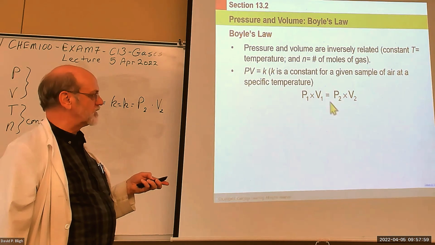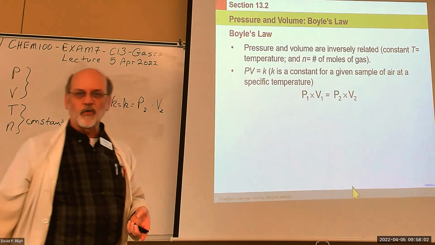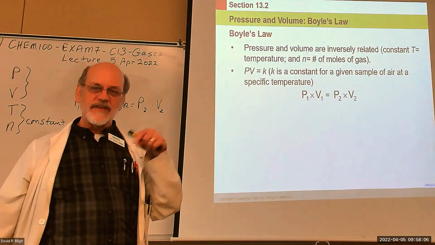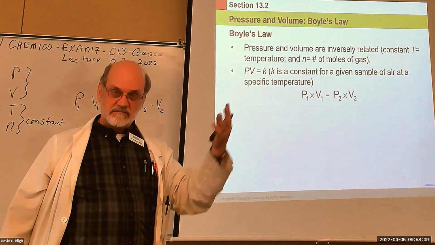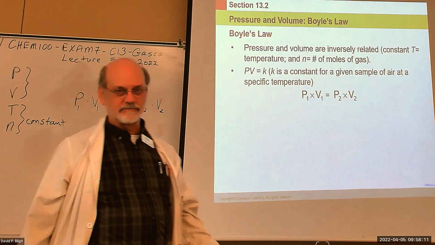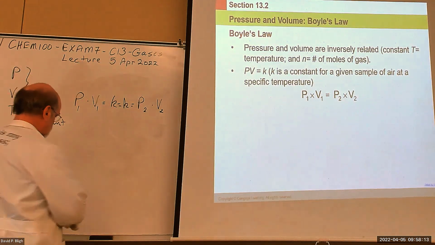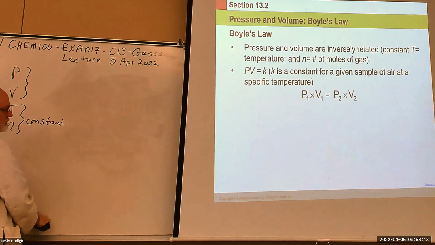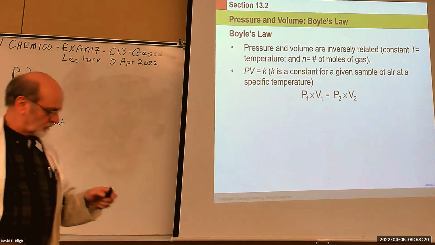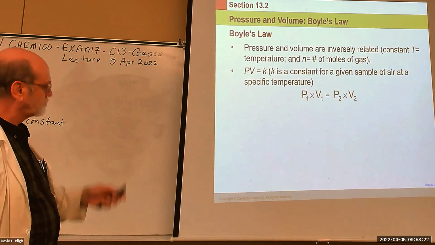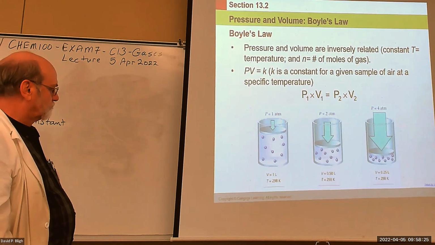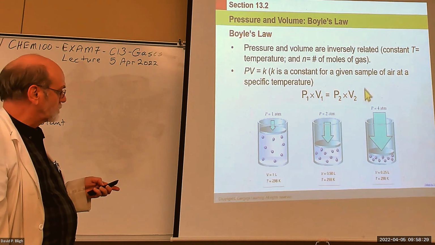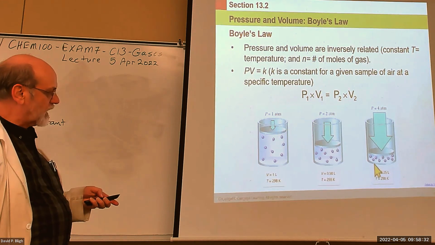P1V1 equals P2V2. Sometimes I call that before and after. If you know the before conditions and all but one of the after conditions, then you can solve for the other after condition. So that's another form of Boyle's Law. All right. This is just an illustration. If you increase the pressure, you decrease the volume.